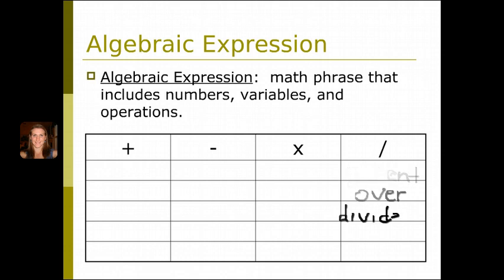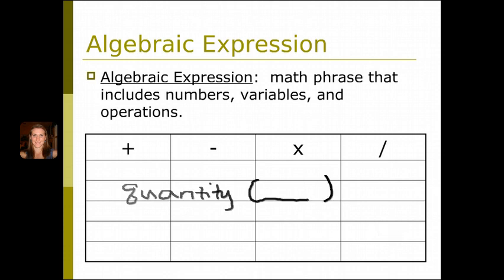Another important word that doesn't necessarily fit in either of these categories would be quantity. What quantity means is that something will be written inside of parentheses. Quantity is a term used for the grouping symbol for parentheses. So now let's talk about some examples.